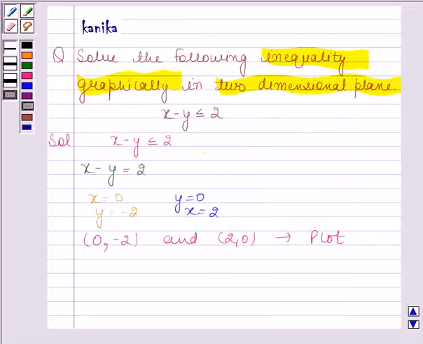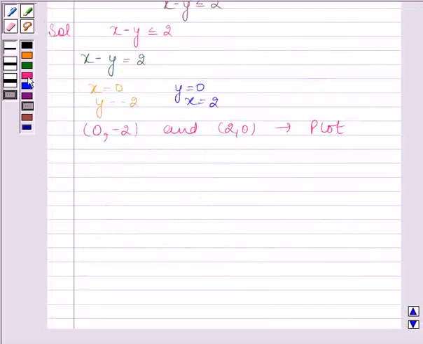As the point (0, 0) does not lie on this line, we can take the point as (0, 0). Now substitute x as 0 and y as 0 in the given inequality. By substituting, we get 0 less than or equal to 2, which is true.